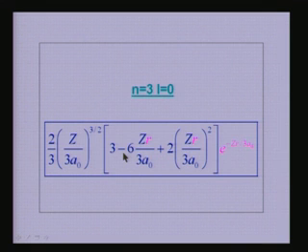N equal to 3, l equal to 0 is a quadratic times exponential minus zr by 3 a naught. If you plot this, this quadratic has 2 roots, the first root and the second root, and the function is negative between the first and second roots. Let us just write this quickly.